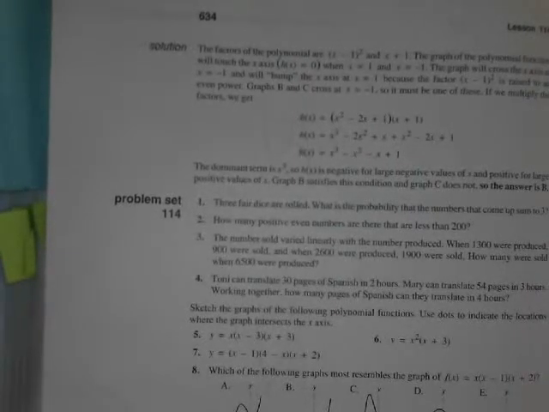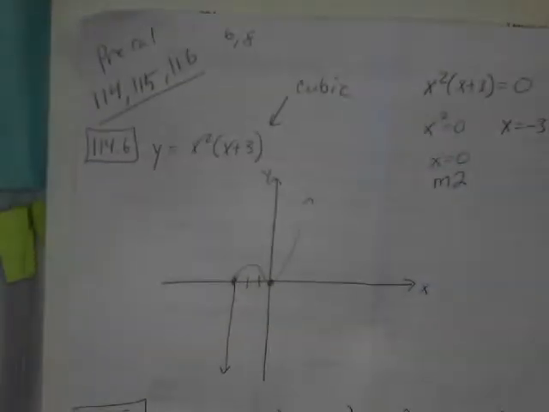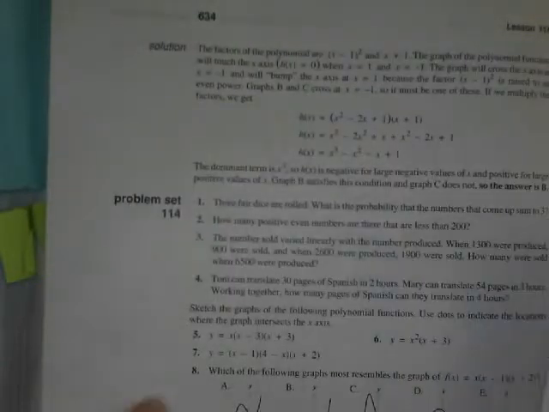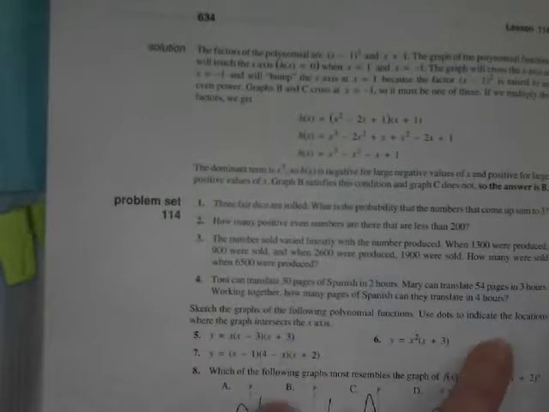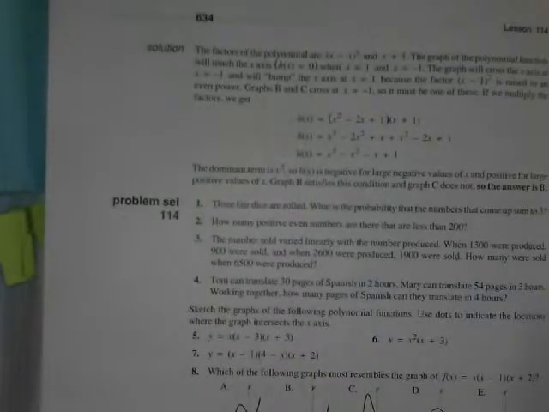Okay, this is pre-calc, lesson 114, number 6. It says, sketch the graphs of the following polynomial functions. Use dots to indicate the locations where the graphs intersect the x-axis. So we know that they are going to intersect the x-axis whenever y equals 0.